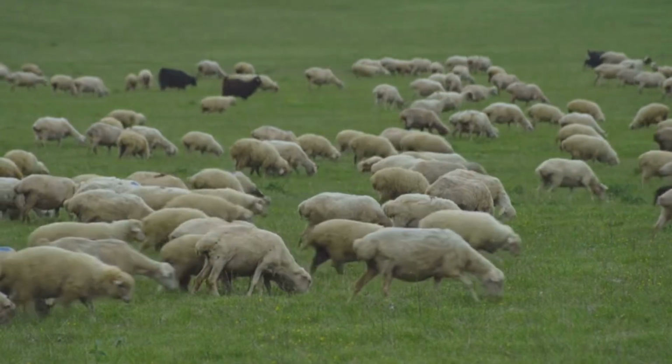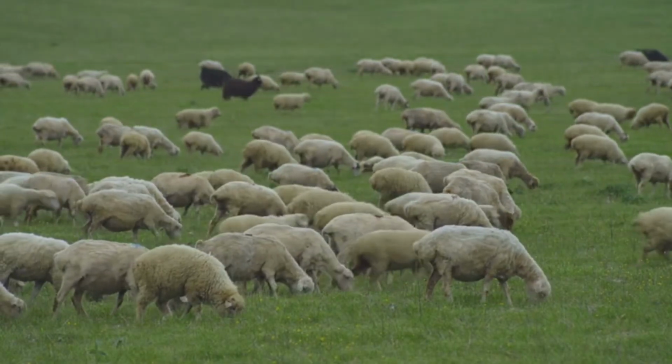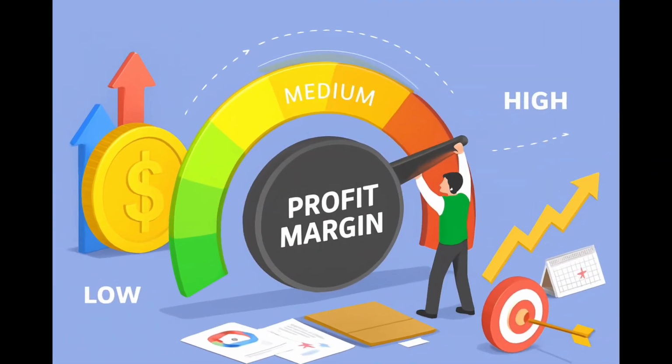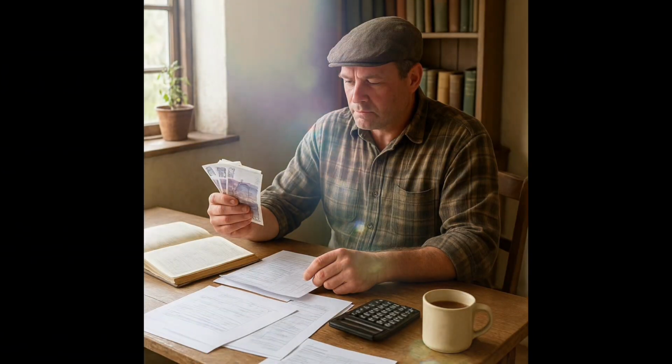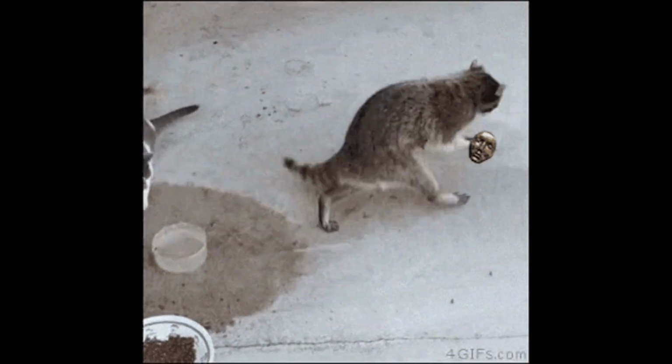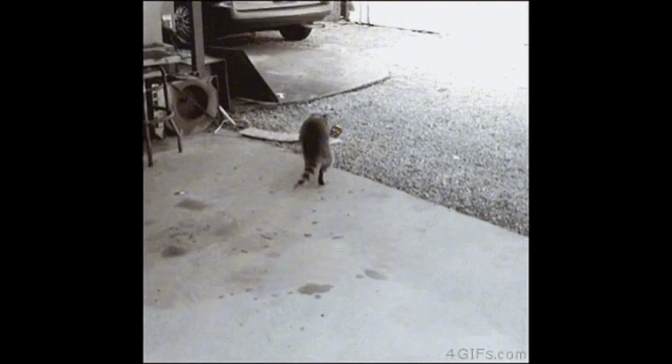It's easy to ignore CLA when it's not killing sheep outright, but make no mistake, it's killing your margins, quietly, year after year. So if you're trying to make your farm pay or even just keep it sustainable, CLA can't be brushed off as one of those things. It's a thief in your flock. And like any thief, the sooner you deal with it, the better.